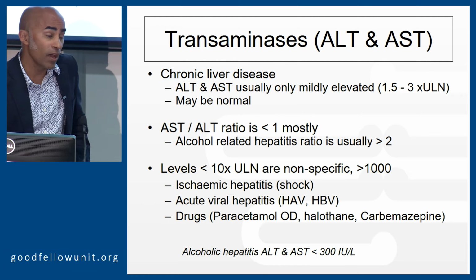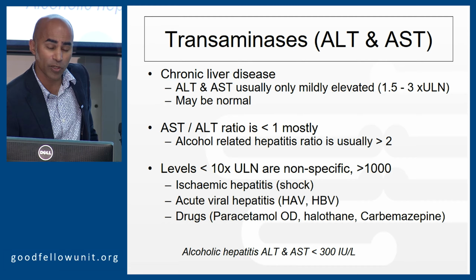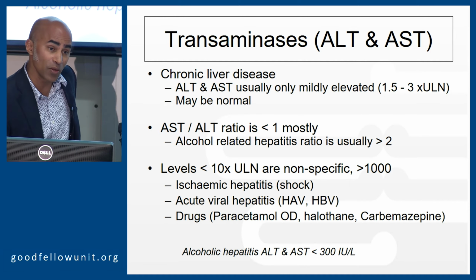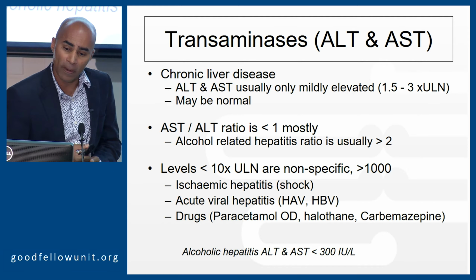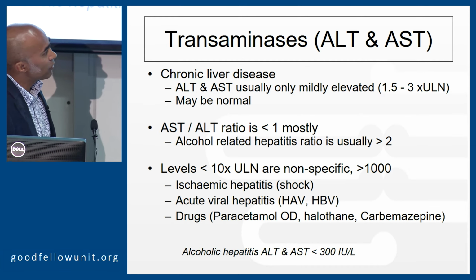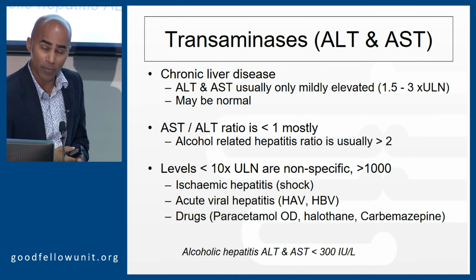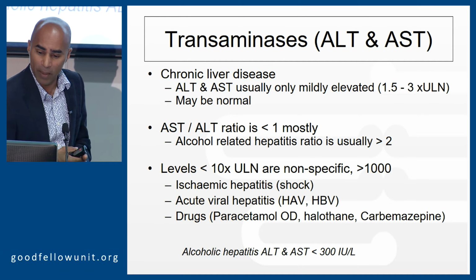In chronic liver disease, transaminases are not usually too elevated, between about 1.5 and 3 times the upper limit of normal, but in chronic liver disease you can get normal transaminases as well. The ratio, as I've mentioned, is usually less than 1, and in alcohol greater than 2. There aren't many things that give you a significant transaminitis greater than 1,000, but these are a couple that I bear in mind when I'm seeing sick folk down in the emergency department.